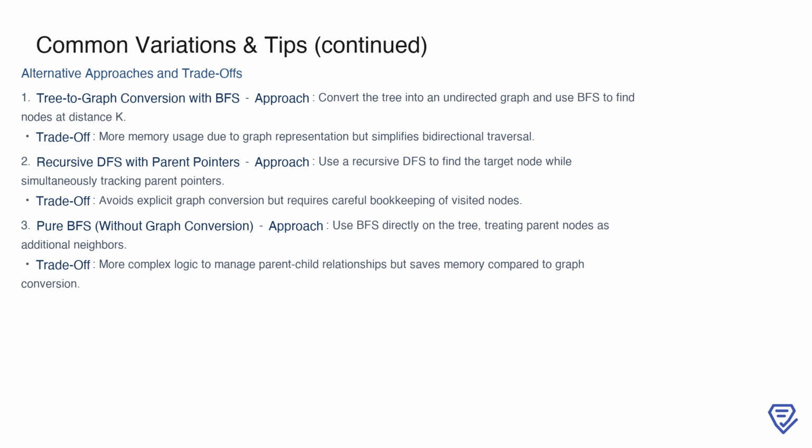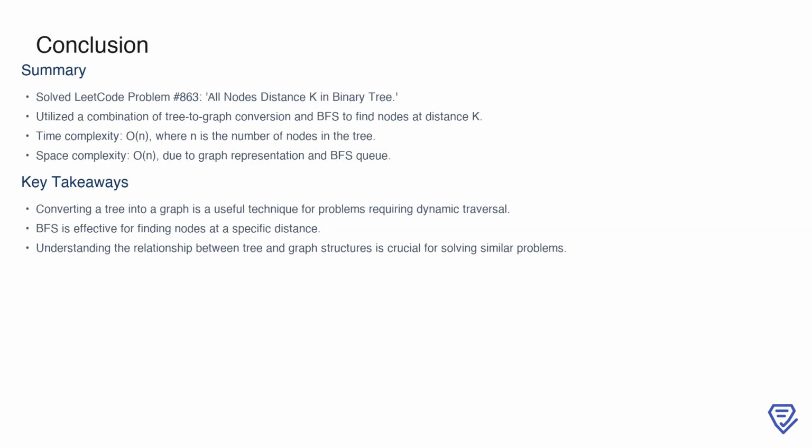Great job! To summarize, we tackled LeetCode problem number 863 by converting the binary tree into a graph and using BFS to find nodes at distance k. Remember, this approach is efficient and widely applicable to many tree and graph problems.